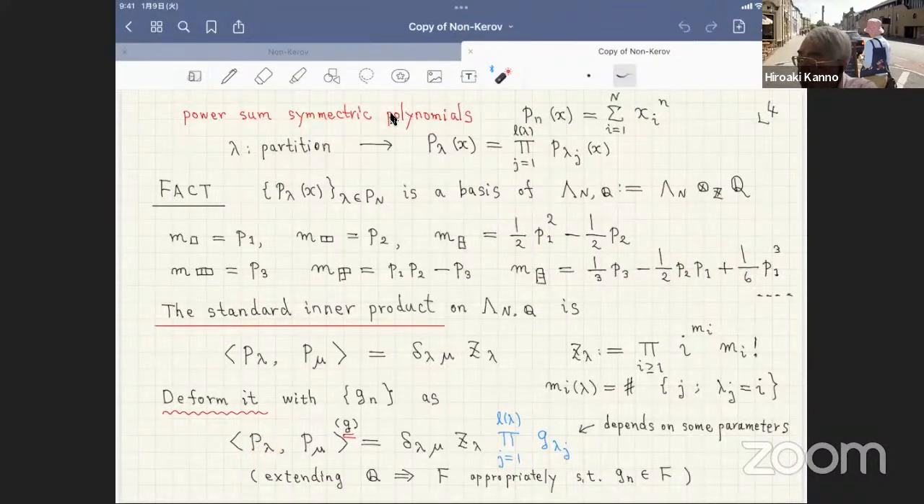So we have the sequence of integers lambda J from 1 to the length of lambda. And we suppose this factor depends on some parameters, typically Q, T, and further.